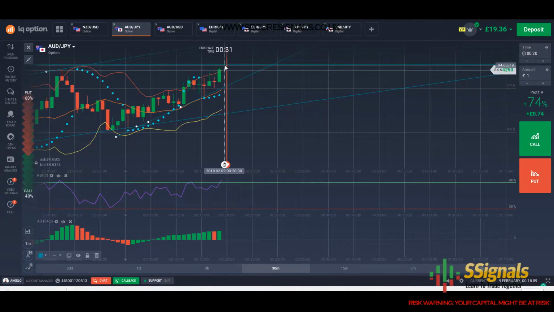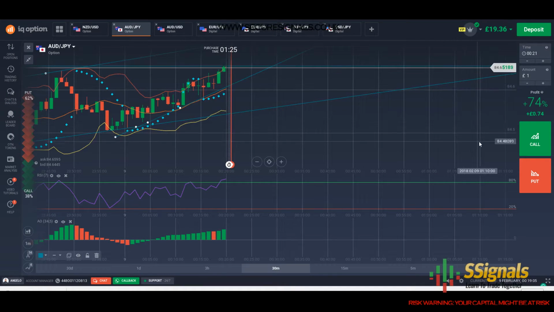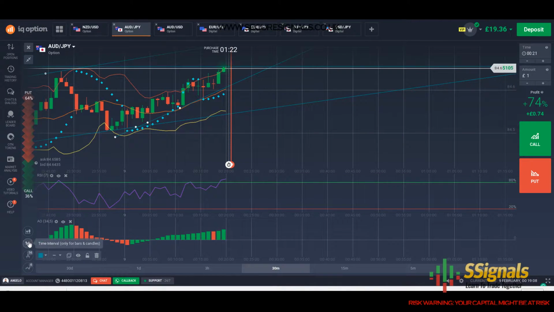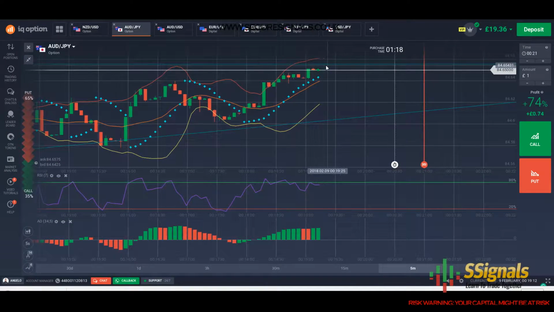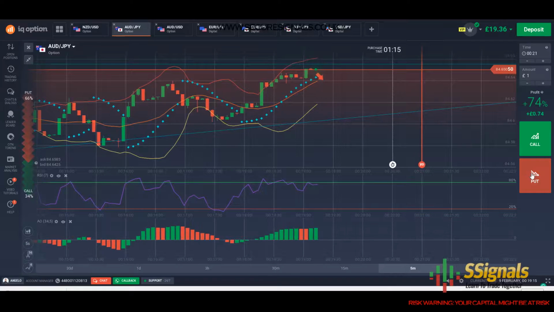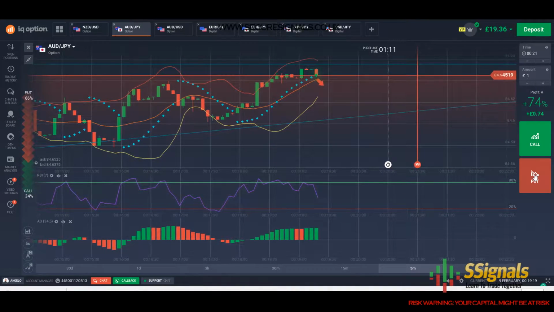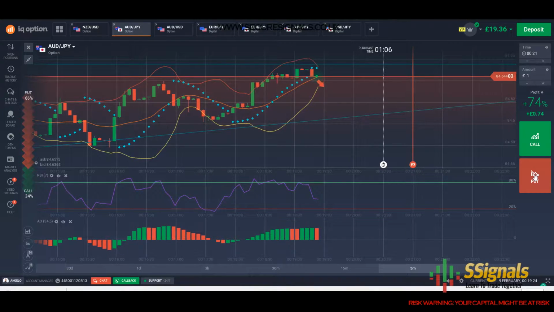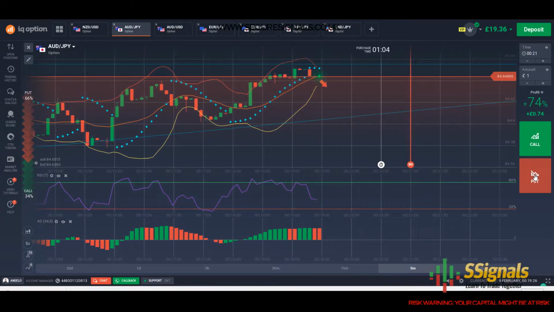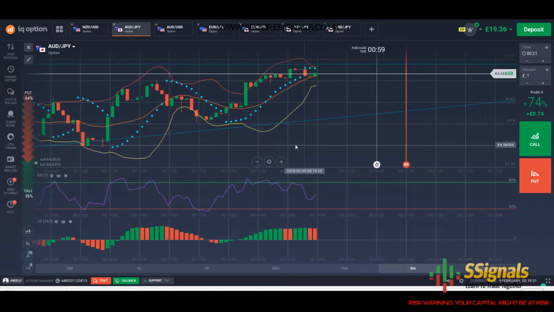Okay, so once it touches this line, guys, we're going to enter a put for 2 minutes, or 1 minute and a half, whatever your time is. So I'm going to enter for 21. It's pretty much reaching now. Just wait a little bit more. Doesn't seem like it's reaching yet.